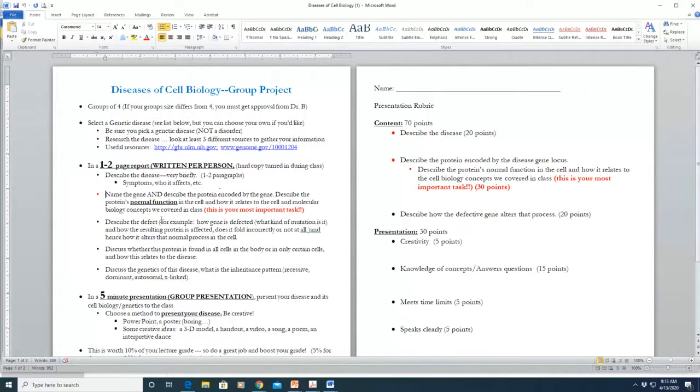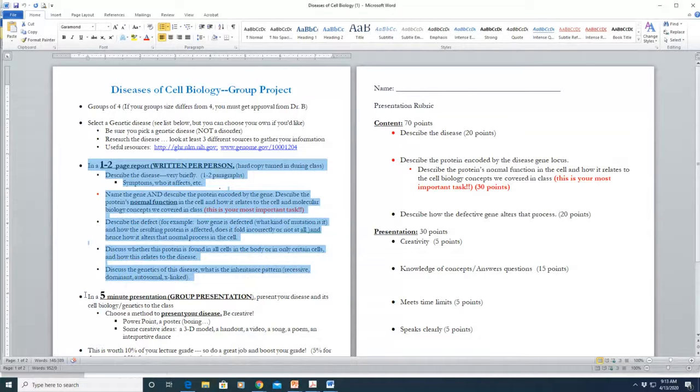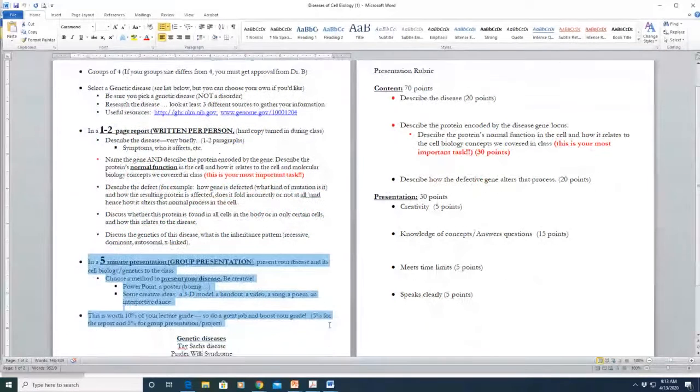And then, of course, discuss the genetics, which we haven't gotten to yet, but basically you're going to say how it's inherited from one generation to the next. This is the only part you have to do, so all of your points are going to come from this. Basically, right now, this part we're not doing anymore.